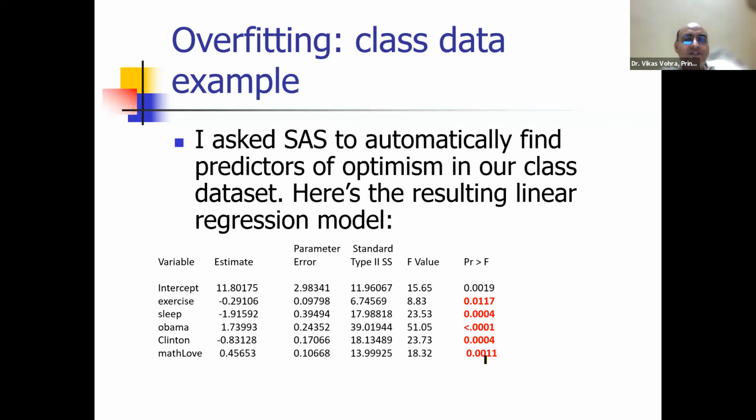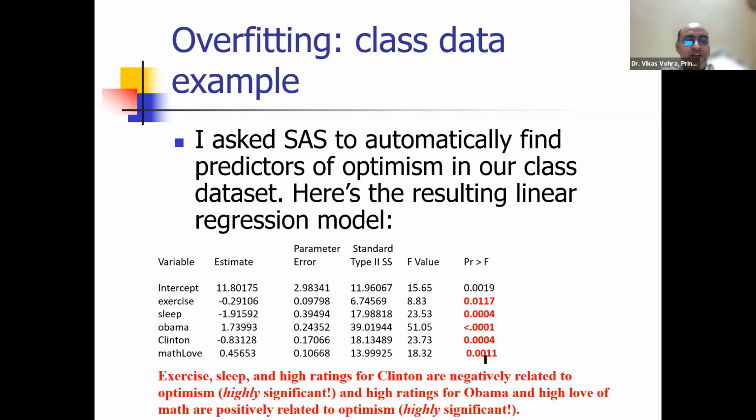If you have these things, you will be an optimistic fellow. So does it make any sense to you? No. So in this case, we say that exercise, sleep, and high ratings for Clinton are negatively related to optimism, and they are highly significant. And the high ratings of Obama and high love for math are positively related to optimism, and they are highly significant. That means those who love math are highly positive.